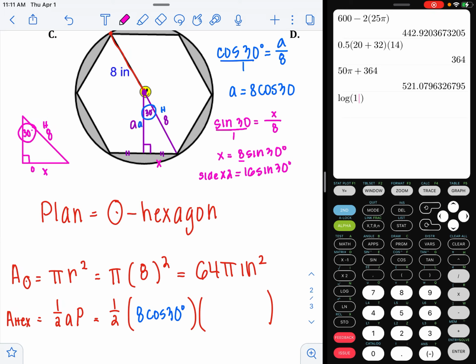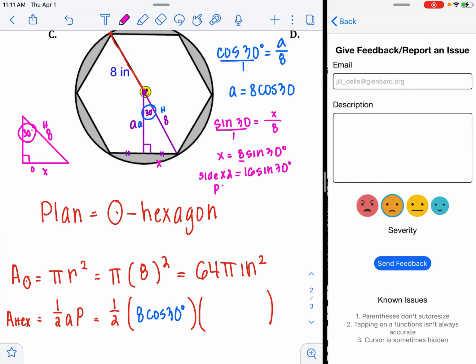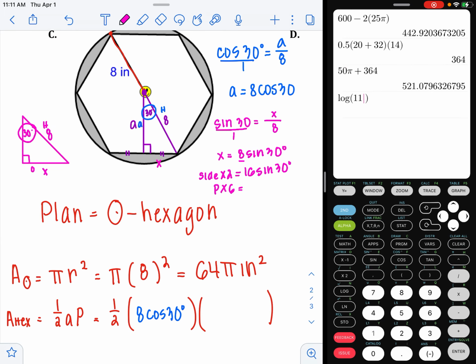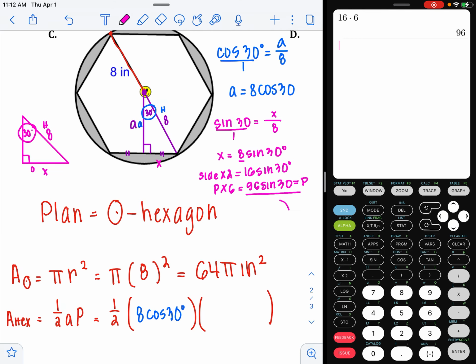Now I need the perimeter. So how am I going to get the perimeter? I'm going to multiply by the number of sides. The number of sides is 6. So the perimeter is going to be 16 times 6. Let me go back here. 16 times 6. Nope, clear. 16 times 6, which is 96 sine of 30. That's perimeter. So this is P, perimeter.